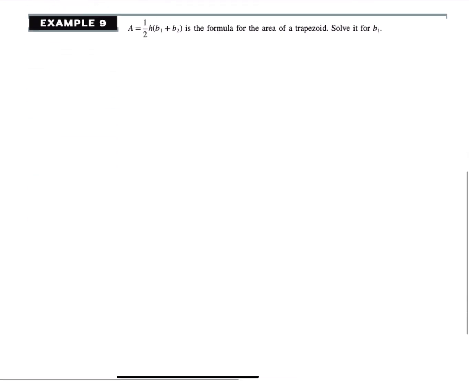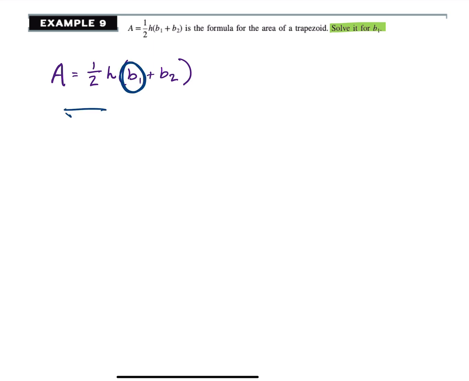All right, let's look at one more. This is example 9. Here they give us the area formula for a trapezoid. So we have A equals 1/2 times the height times, in parentheses, B1 plus B2. These are two different bases. And it wants us to solve for B1. That's ultimately what it's asking us to do. So, meaning we want to isolate this variable and get everything else moved over to the other side.